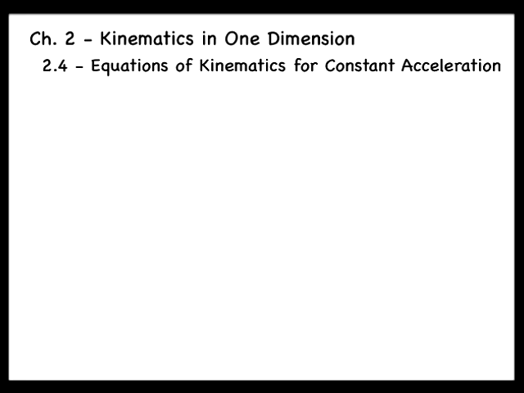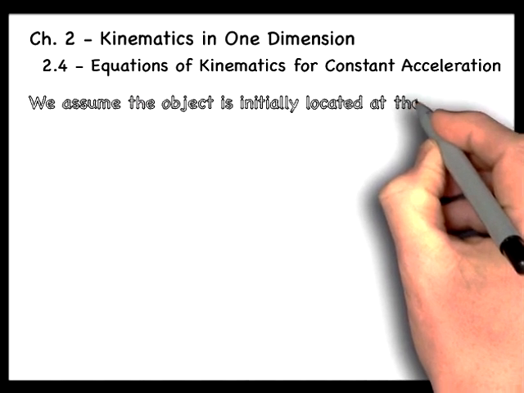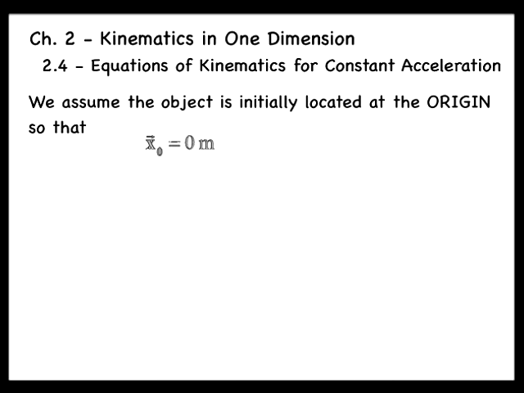We now derive the equations of kinematics for constant acceleration. We begin by making a few simplifications to the notation. First, we assume that the object undergoing motion with constant acceleration is initially located at the origin. This means x0 equals 0 meters and t0 equals 0 seconds.